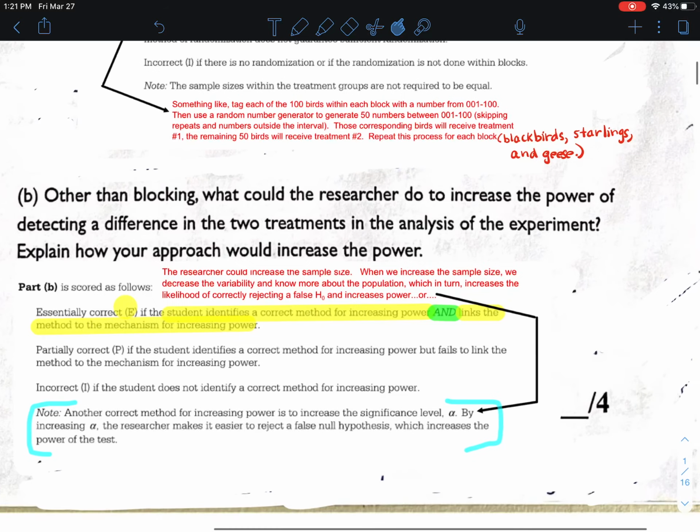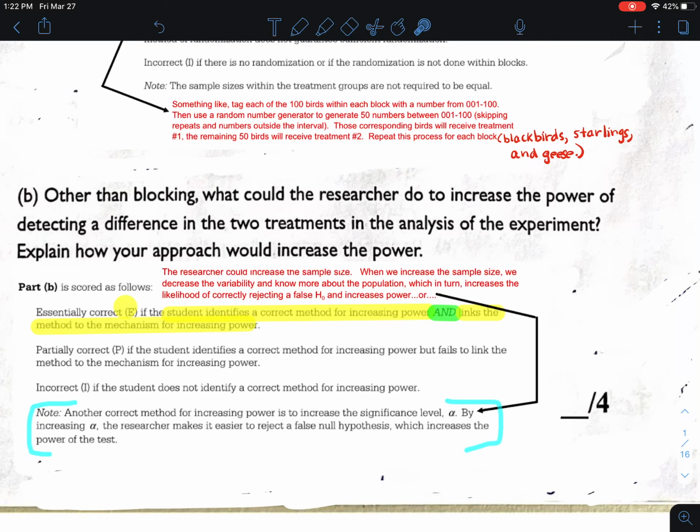Part B here, it says, other than blocking, what could the researcher do to increase the power of detecting a difference in the 2 treatments in the analysis of the experiment? Explain how your approach would increase the power. See how it has this extra part? So you're going to say what you would do, and then you're going to explain how that would increase the power. Here's one option to get an E.